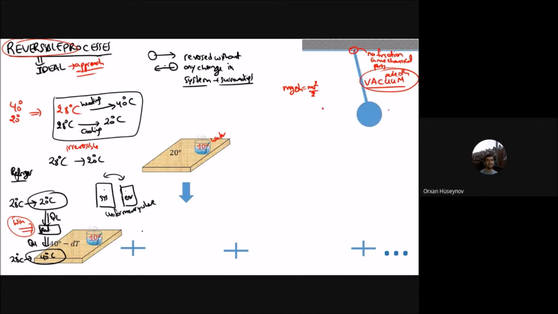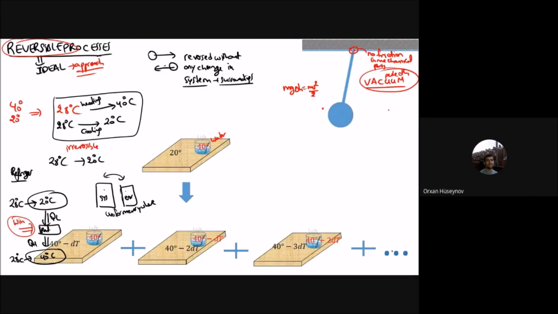Next comes, this one has become 40 minus dT and 40 minus 2 dT environment. You can see always the dT temperature difference, and it goes till infinity, infinite time. So that is the problem with reversibility. If you want the process to be reversible, you will need infinite time. That is the one problem.